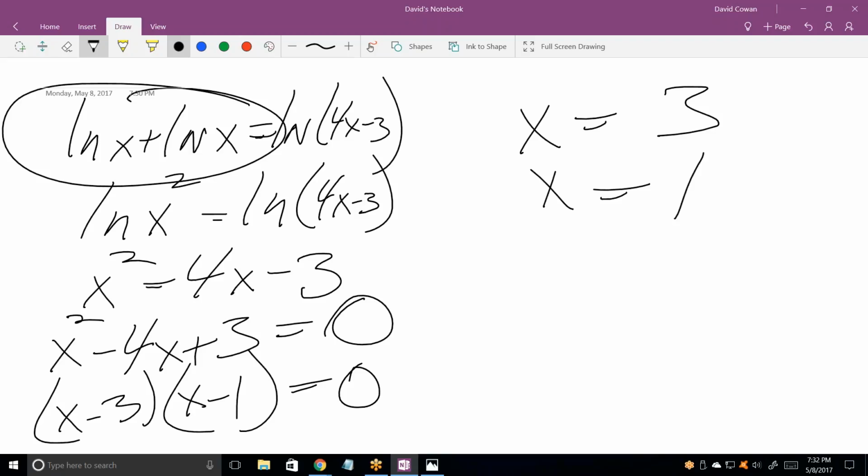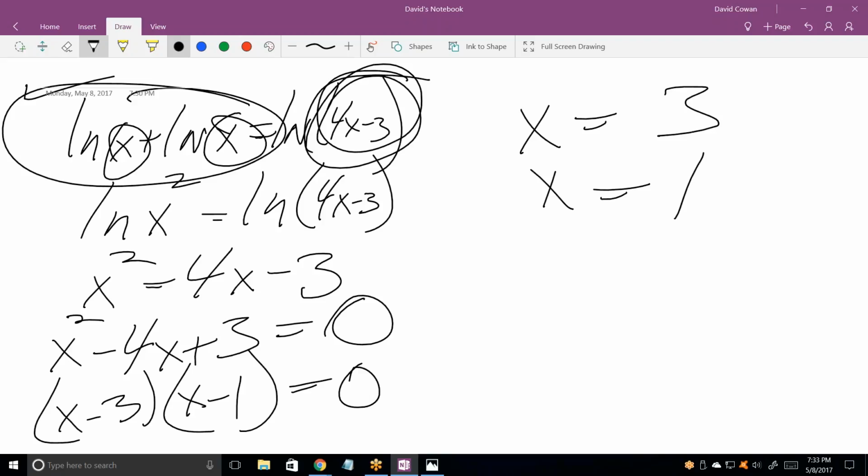Now we have to check the original function to make sure we don't violate any domains. And we don't. Neither 1 nor 3. 1 comes close to violating that domain, but not quite. In other words, we still have 4 minus 3, which is a positive number. Because you cannot have the argument be 0 or negative. You know what I mean by the argument? This is the argument, that's the argument, that's the argument. You cannot have the argument be negative or 0, ever.